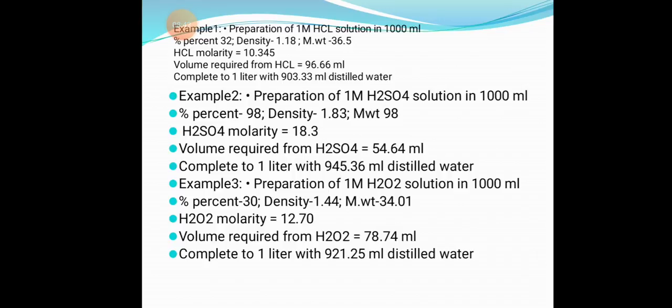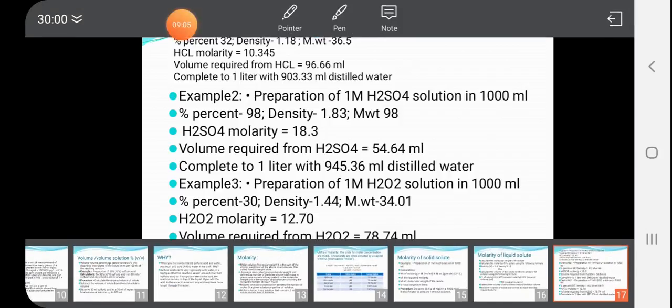Example 3, preparation of 1 molar H2O2 solution in 1000 ml. Percent will be 30, density is 1.44, molecular weight 34.01, H2O2 molarity 12.70. Volume required from H2O2 will be 78.74. Complete to 1 liter with 921.25 ml distilled water.